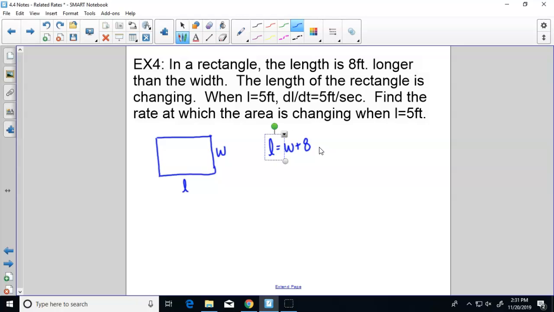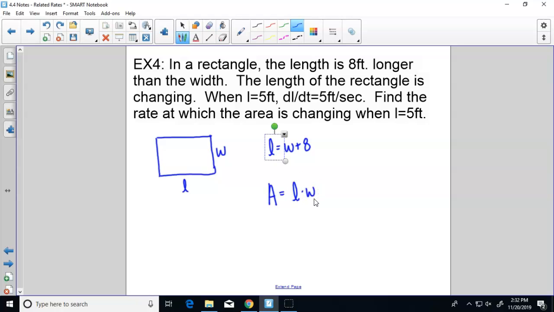Now, what's sometimes difficult is even knowing what formula you need to be trying to take the derivative of. So you need to ask yourself, what rate are we trying to find? So we're trying to find the rate at which what is changing. The area, right? So area of this rectangle, area equals length times width.